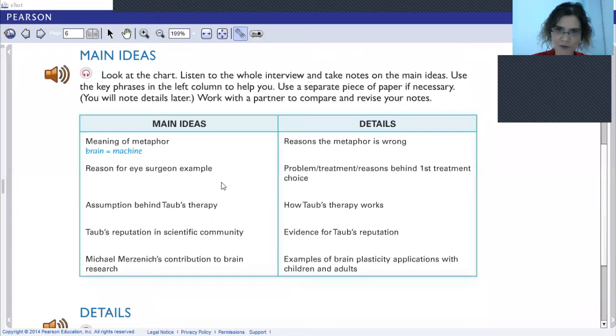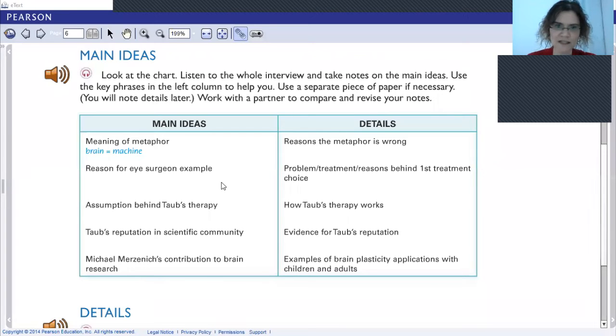Go to the next one: problem, treatment, reasons behind the first treatment choice. He didn't recover because the assumption was that the brain cannot change. They thought that if a part of the body didn't work, it didn't work and there was nothing to do about it. That's what they said about it. And how Taub's therapy works: you put the good limb in a cast to train the injured part to work, not allowing the affected limb to stay unused.